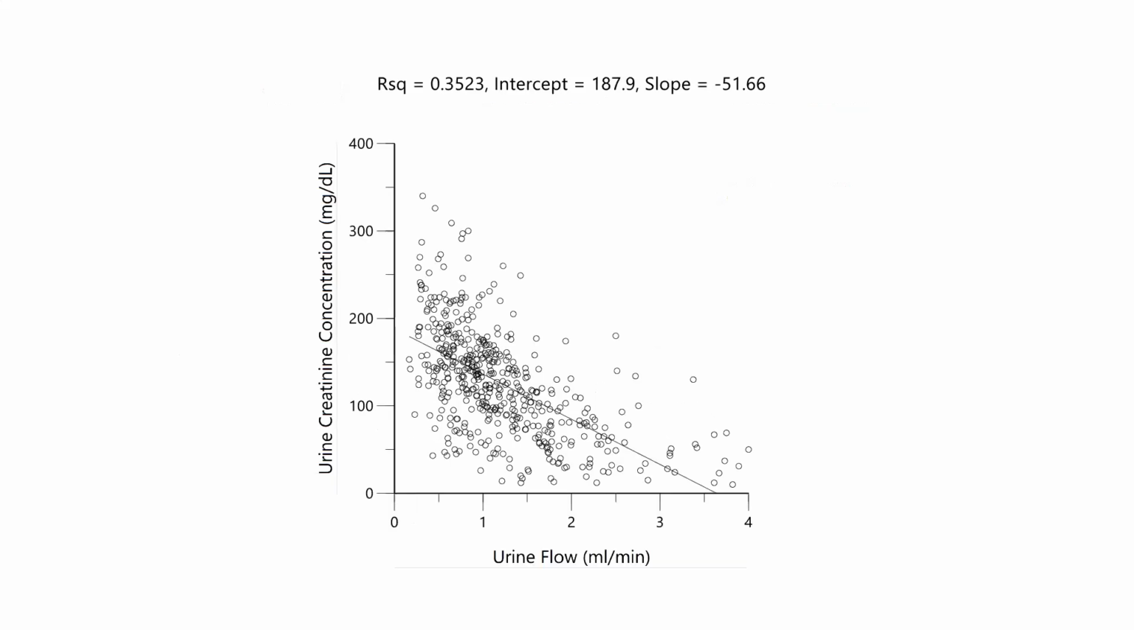So let's start looking at how much data we had and what some of it looked like. Here we have the urine creatinine concentration on the y-axis and the urine flow rate on the x-axis. And as you can see, there is a significant negative correlation. What you can also see is that the amount of scatter is truly amazing. And it was a surprise to me to see that there was such a poor correlation between urine flow and urine creatinine concentration.